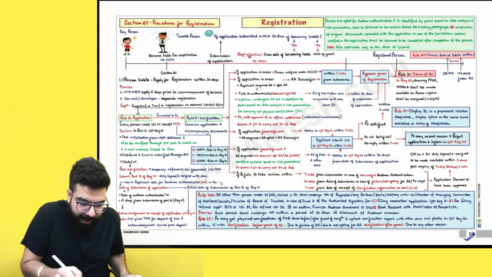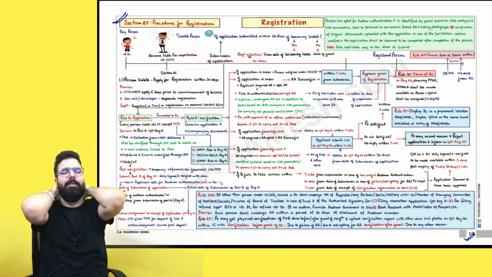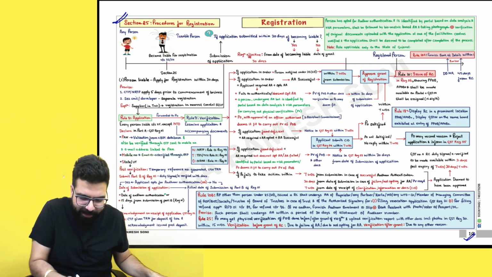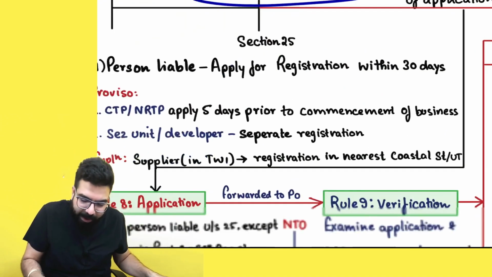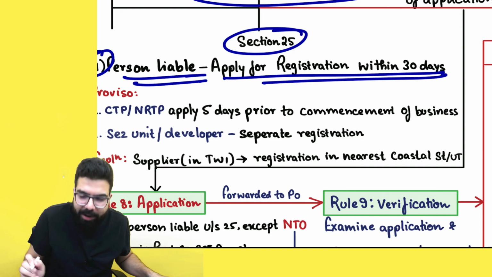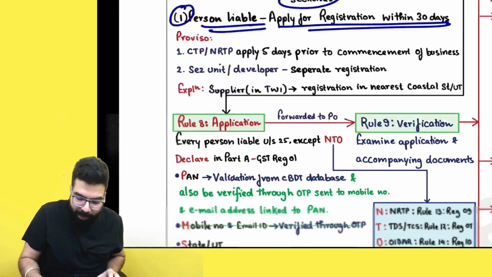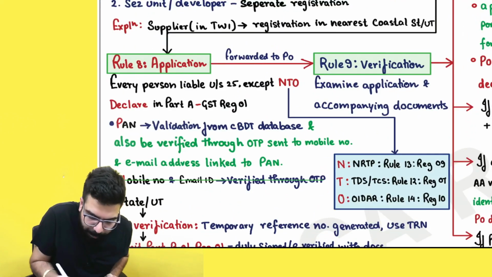This chart which was there, section number 25. Do you guys recall section number 25? Yes, sir, we recall section number 25. Section number 25 used to say, whenever a person becomes liable under section number 22 or 24, section 25(1) used to say the person is liable, he should apply for registration within 30 days. Now, whenever a person applies for registration within 30 days, there used to come rule number 8 and rule number 9.